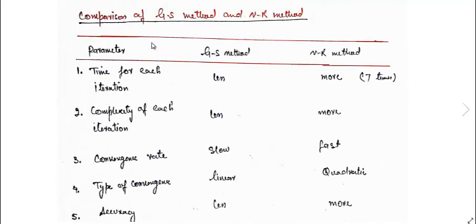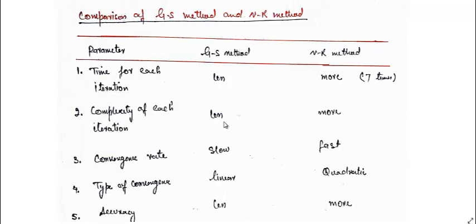Now let us try to have a comparison between the two methods. We'll have the parameter, Gauss-Seidel method and Newton-Raphson method. Time for each iteration: you'll see that it will be less in the Gauss-Seidel method, but it will be more in the case of the Newton-Raphson method. How much? That is 7 times. So for a simple iteration, the Newton-Raphson method takes more time to do one iteration as compared to the Gauss-Seidel method, because we need to calculate the Jacobian elements in each iteration.